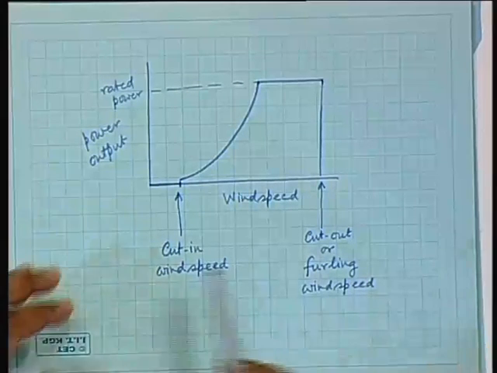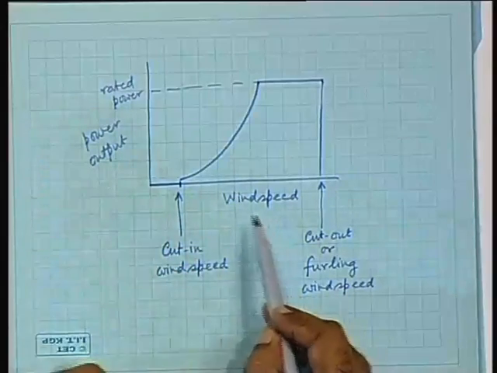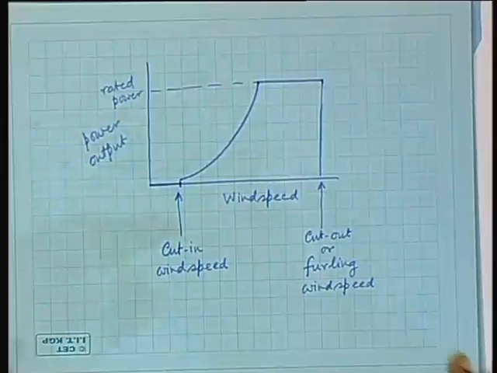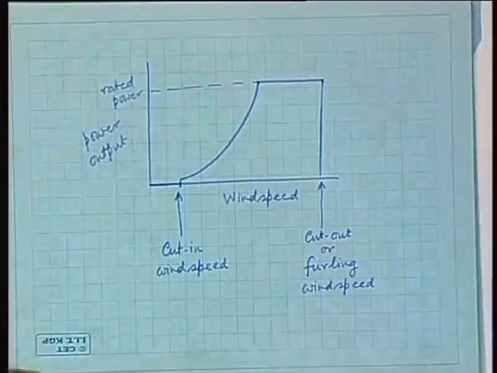So normally the power output versus wind speed characteristic of a generator would be something like this. I will come to more details about how this is maintained, how this is obtained in the next class. Okay, fine, that's all about it today.